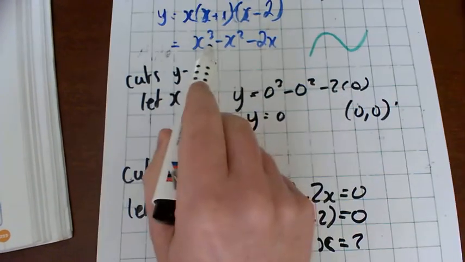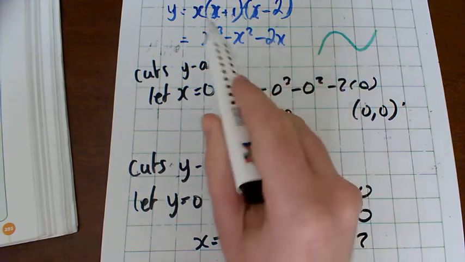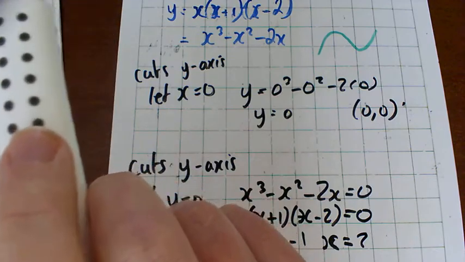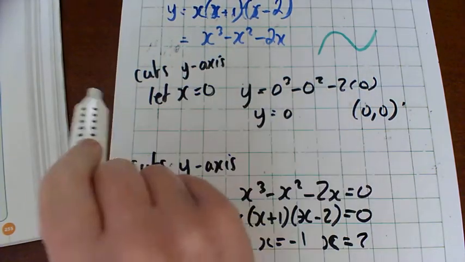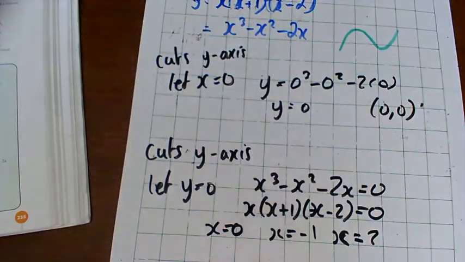It didn't ask for the maximum minimum turning points. If you wanted to find the maximum minimum turning points, differentiate, let equal to 0. Find your x's, substitute back in, find your y's. But we're not asked that. We're just asked where it cuts the axes. But that's why knowing the shape of the graph is vitally important.